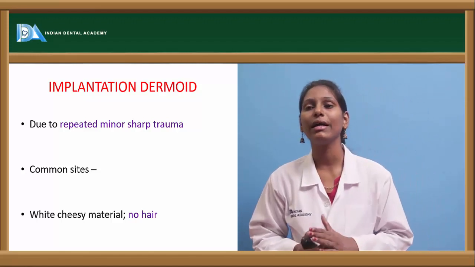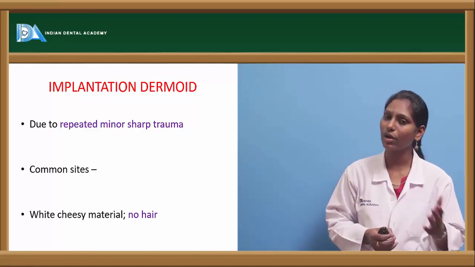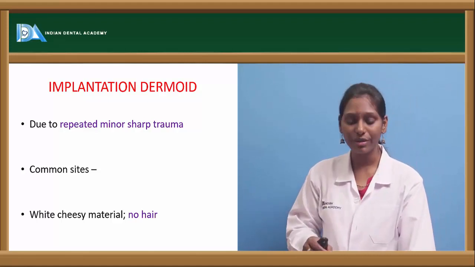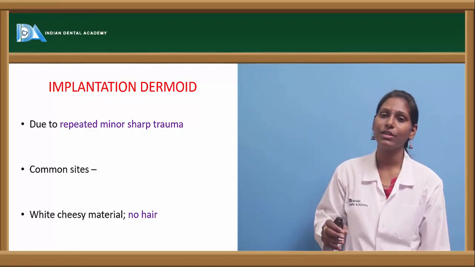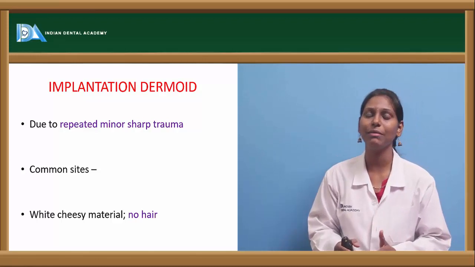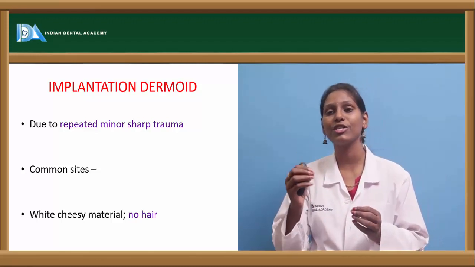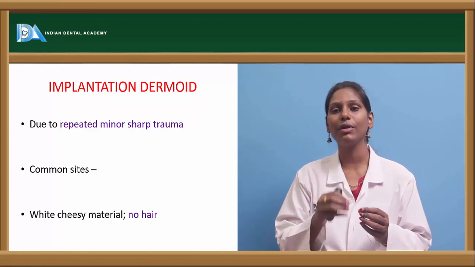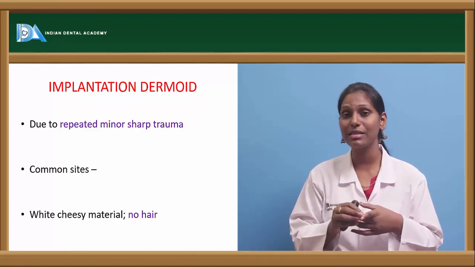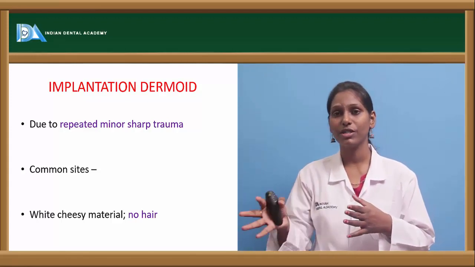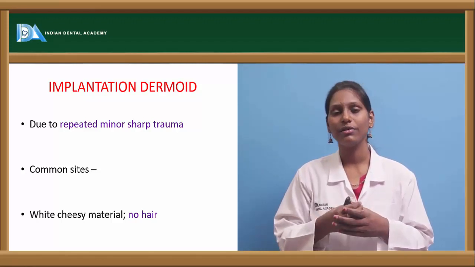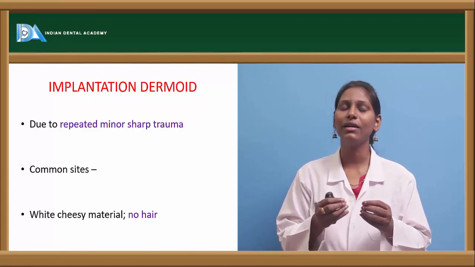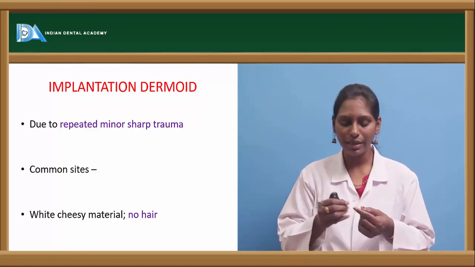And implantation dermoid is, as we have already discussed, usually lined by stratified epithelium, and it is because of the implantation of these cells because of any minor sharp or blunt trauma. It is usually seen in butchers or in tilers, who are handling very sharp instruments.